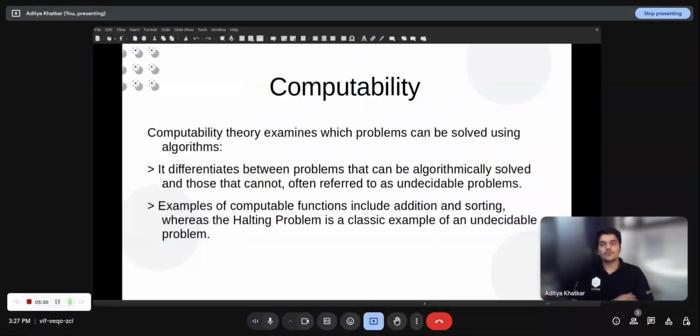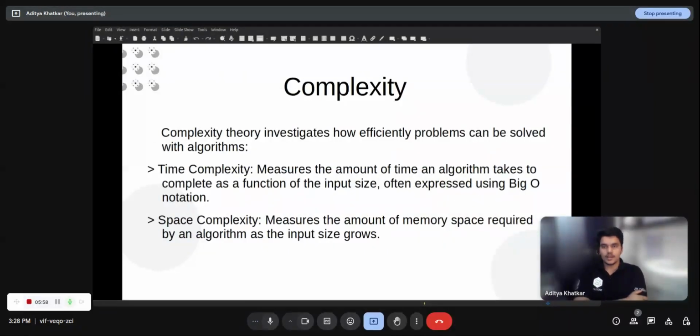So, what's the computability of Turing machines? Computability theory examines which problems can be solved using algorithms. It differentiates between problems that can be algorithmically solved and those that cannot be solved, often referred to as undecidable problems. Examples of computable functions include addition and sorting, whereas the halting problem is a classic example of an undecidable problem.